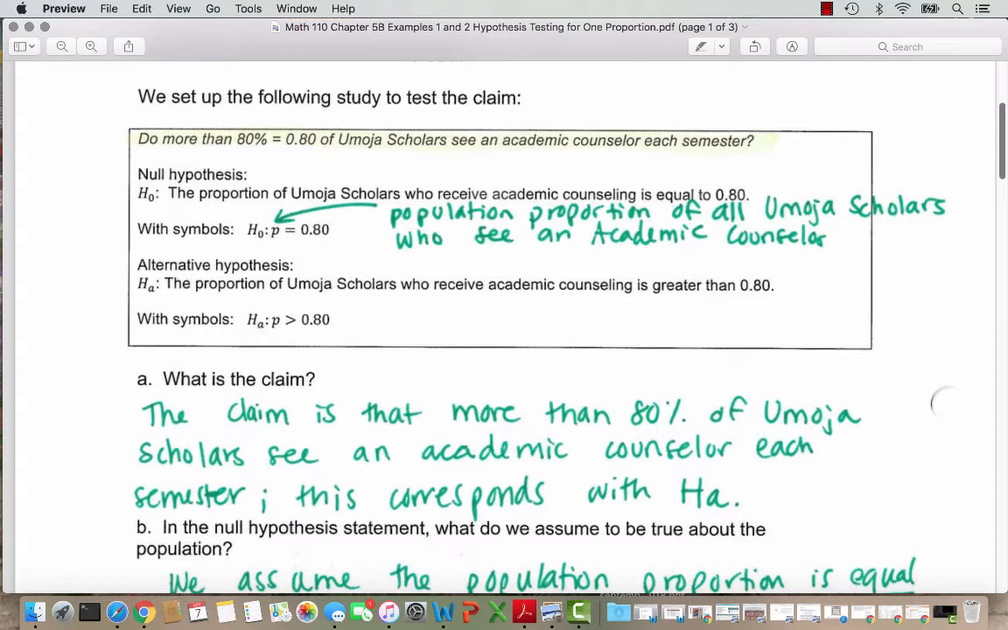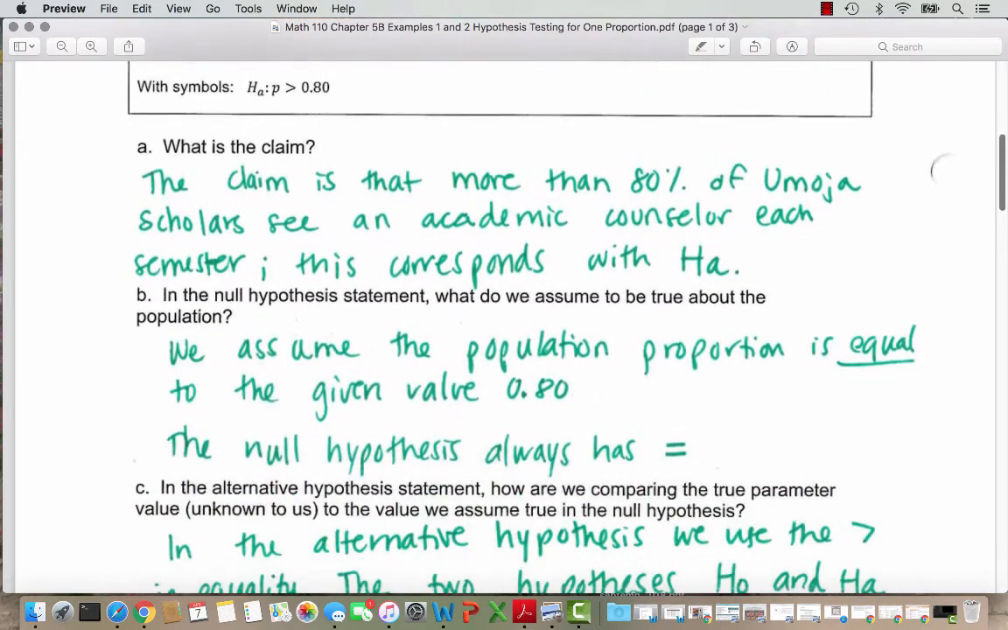That means when we write our alternative hypothesis, we always use greater than, but not greater than or equal to, or less than, but not less than or equal to, or the not equal to inequality, but we don't have any sort of equality possible when we write the alternative hypothesis. So we want to know, what's the claim? The claim here is that more than 80% of Umoja scholars see an academic counselor each semester, and this claim corresponds with the alternative hypothesis. Anytime we're investigating a research claim, we set that claim up as our alternative hypothesis, and we set our null hypothesis up with equality.